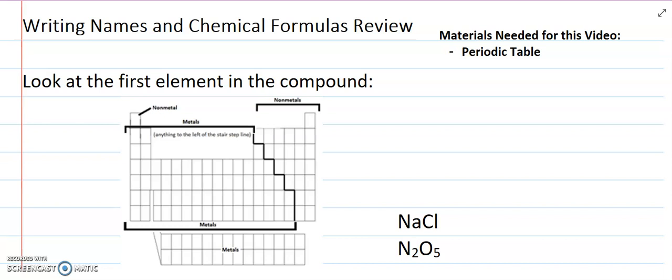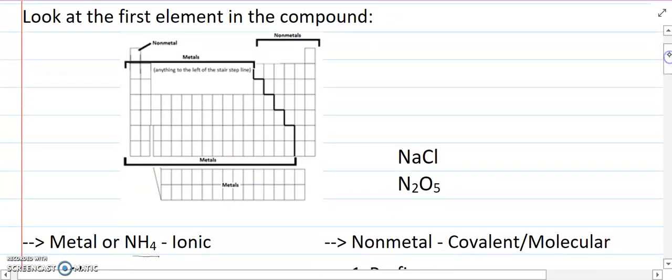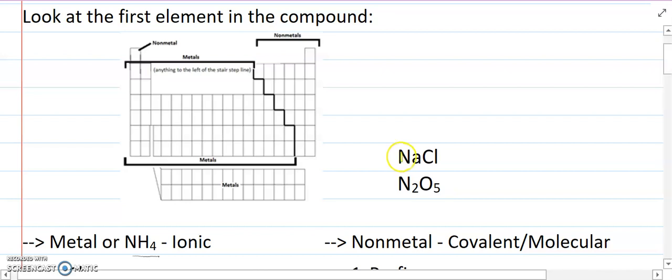When we take a look at ionic and covalent compounds that are commonly mixed together, the most important thing to take a look at is going to be the first element. NaCl and N2O5 both look very much the same, but they're named by different rules because one is ionic and one is covalent. When I look at my first element, what am I looking for? Well, I'm looking to see where it falls on the periodic table. The periodic table is divided by a stair-step line, and that stair-step line divides my metals, which are to the left, and my nonmetals, which are to the right.